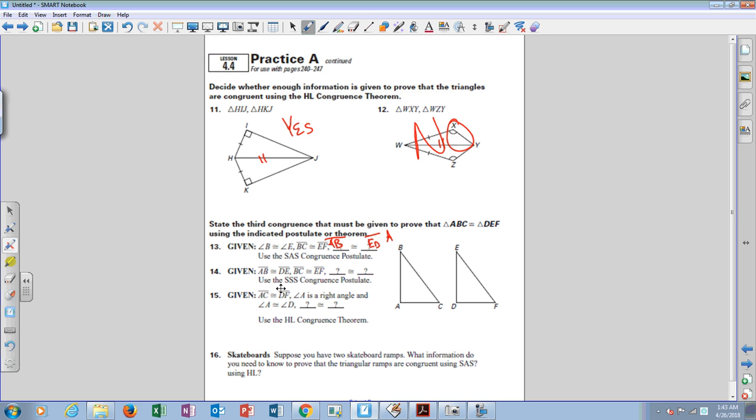Number 14, we're going to use side, side, side. So we have AB and DE, BC and EF. And so you need AC and DF.